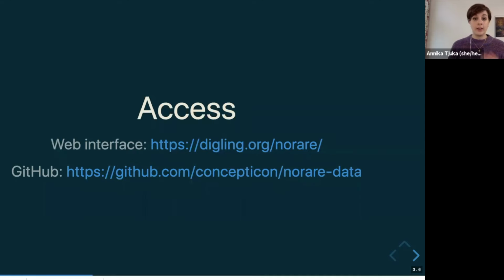The data is openly accessible, so you can either check out the web interface, where you will have a broad overview of the database and can have a look at all the different properties that are integrated there. Or we have the GitHub repository, where you find the data in its entirety, and I will share the links to this presentation later on.